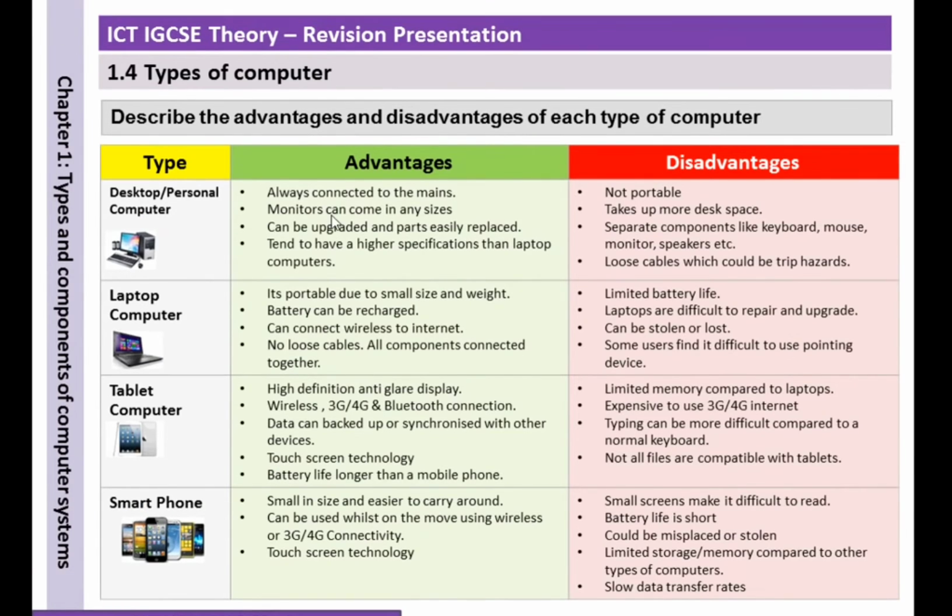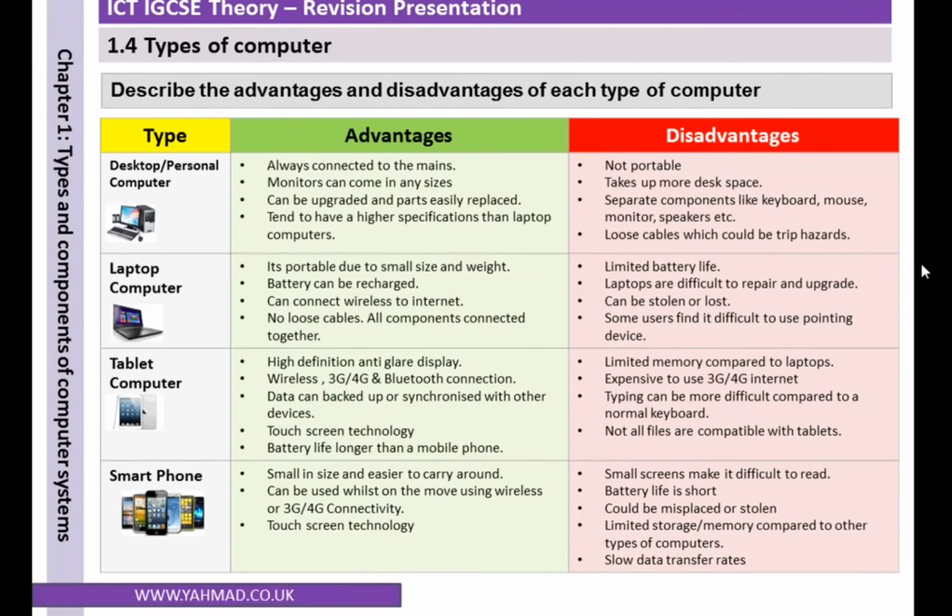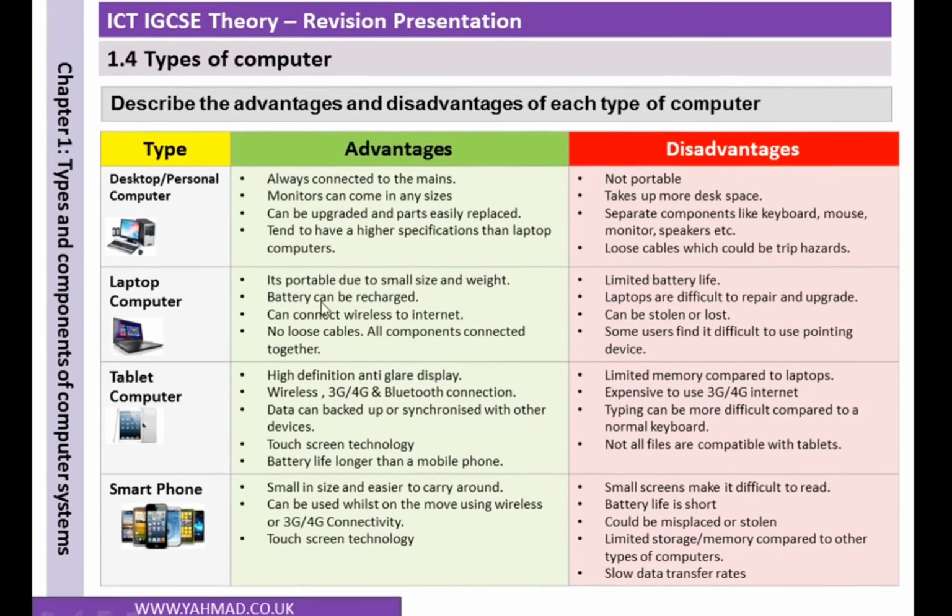So what you need to know for these types of computers is the advantage and disadvantage. The desktop personal computer is always connected to the mains, so there's no chance of the battery running out. Monitors can come in different sizes. It's easier to upgrade as parts are easily replaced. It tends to have a higher specification than laptop computers. The disadvantage is the desktop computer is not portable and takes up more desk space. Separate components are required, like the keyboard, mouse, monitor, speakers. Loose cables could be a trip hazard.